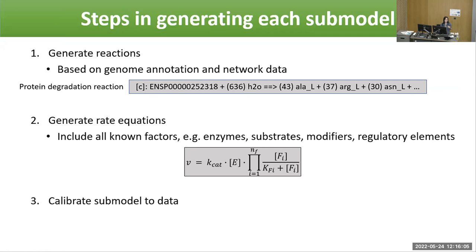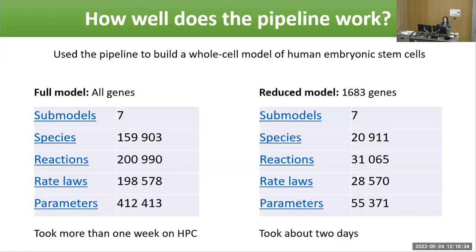The next step was then to generate the rate law or rate equations. I won't go into details other than to say that we try to incorporate as much information as possible. For example, the enzymes that are required to catalyze the reaction, we use that and generate a rate law to incorporate that into the rate equations. And finally, the last step was to calibrate the submodel to the quantitative data in the knowledge base. So that is what the pipeline looks like.